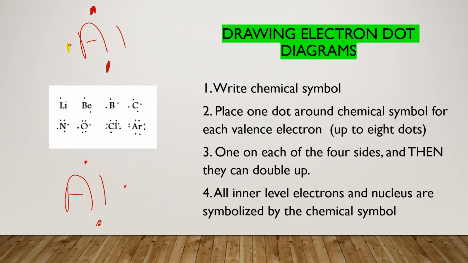1, 2, 3. I don't care which side you draw them on, is my point. As long as they are singles first and you have the right amount of them. So all inner electrons and nucleus are symbolized by the chemical symbol. So the rest of that picture before, that's not valence electrons, that we get from knowing that it's aluminum.